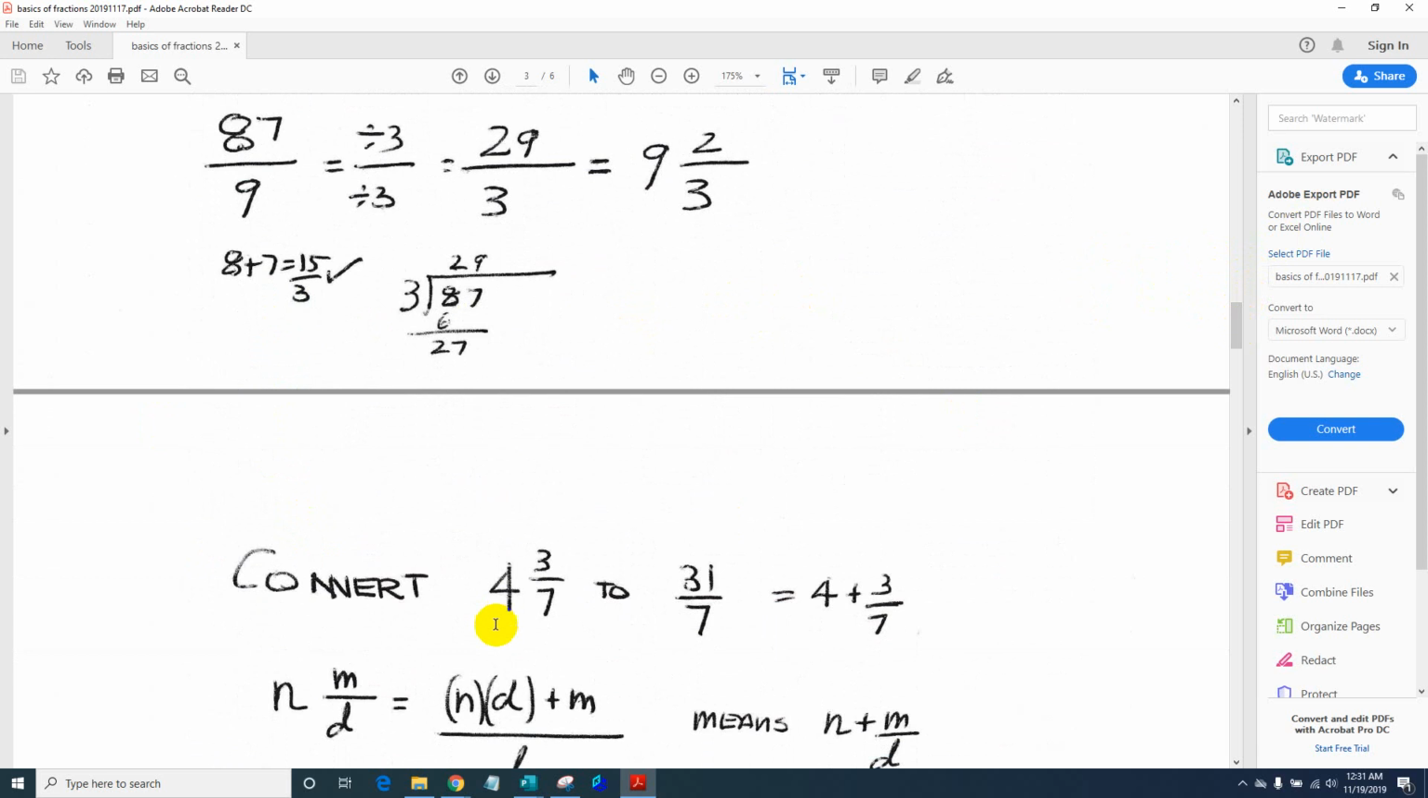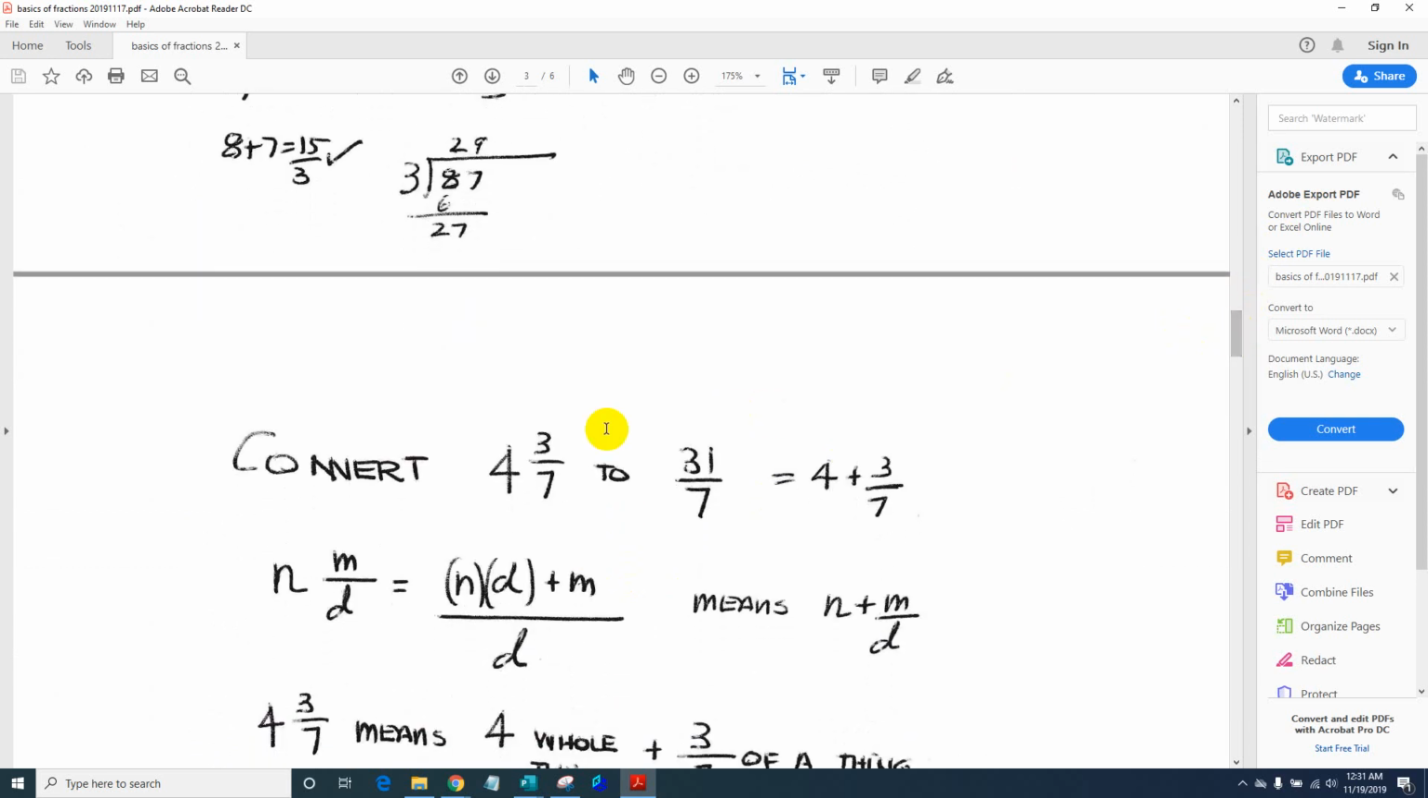Okay, you're going to have to convert a mixed number to an improper fraction. Okay, that's pretty easy. That's actually very easy. You just multiply the denominator times this number, and you add this numerator, and that is how you convert that.